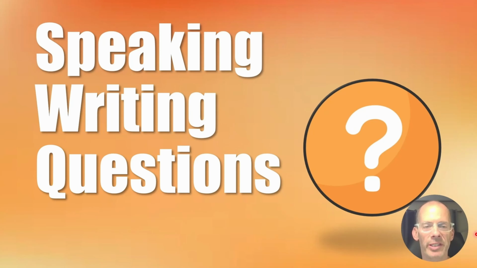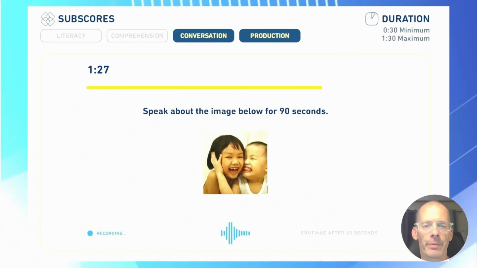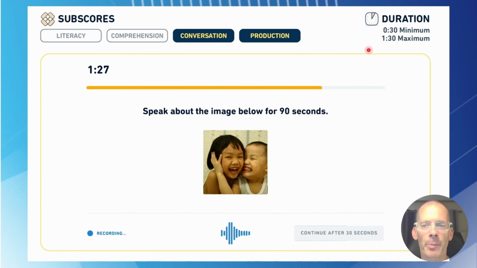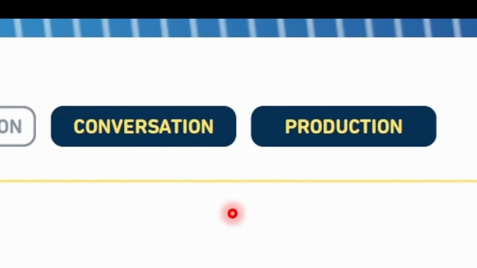Okay, we're on to the speaking and writing type questions. The first type is speak about the photo. In this question, it asks you to speak about the image below for 90 seconds. If you see up here in the top right corner, you have to speak for a minimum of at least 30 seconds before advancing, and you can speak for a maximum of a minute and 30 seconds. It affects the conversation and the production subscores.